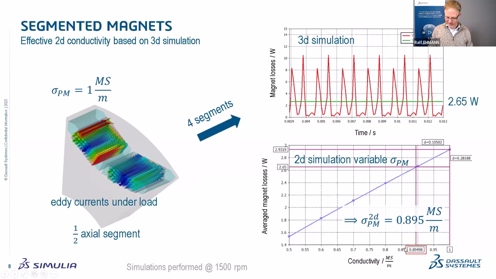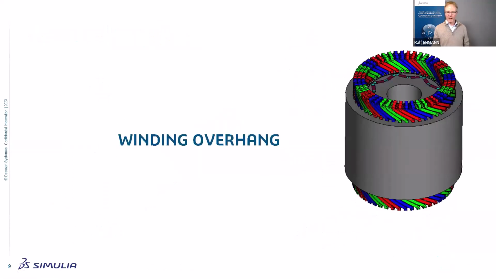And on the x-axis, you see here the parameter, so the 2D permanent magnet conductivity, and you find out that the 1 megasiemens per meter that the magnet is assumed to have in reality has to be reduced to get the right amount of losses in 2D. So you have to reduce here to 0.69 megasiemens per meter. So now the effect of skewing is incorporated.